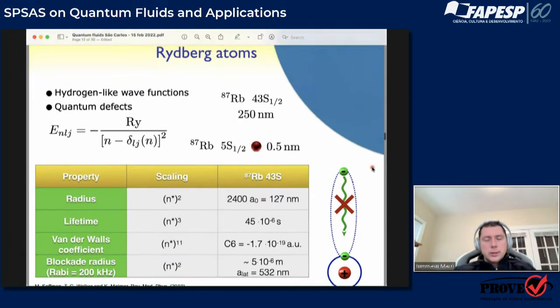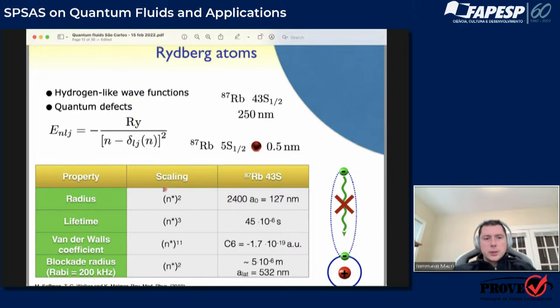Let me now move to Rydberg atoms. Rydberg atoms are essentially very highly excited hydrogen-like atoms. Here we are looking at the structure of a Rydberg atom, where the electron that lives in the external shell can be excited to a state with a very high principal quantum number. The energy of this state scales like 1 over n squared, apart from a small quantity, which is called the quantum defect, that I will comment on in a moment.